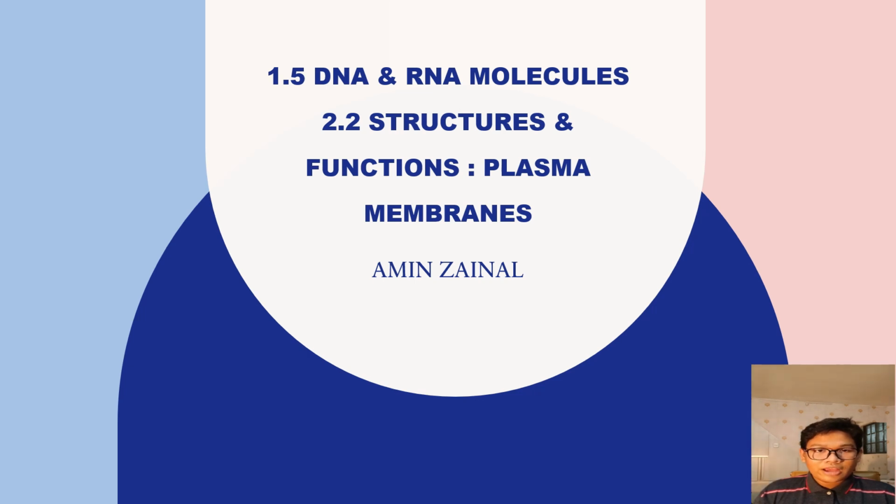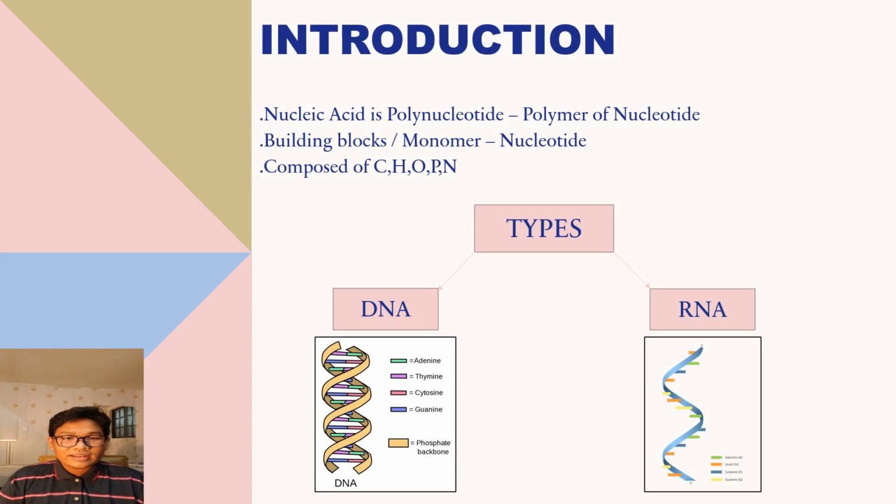In this video, I would like to present to all of you my assignment about DNA and RNA molecules and the structures and functions of the plasma membrane. DNA and RNA are nucleic acids that consist of thousands of nucleotides, called polynucleotides. A nucleotide is the building block of nucleic acid and is composed of C, H, O, P, and N. There are two types of nucleic acid, which are DNA and RNA.